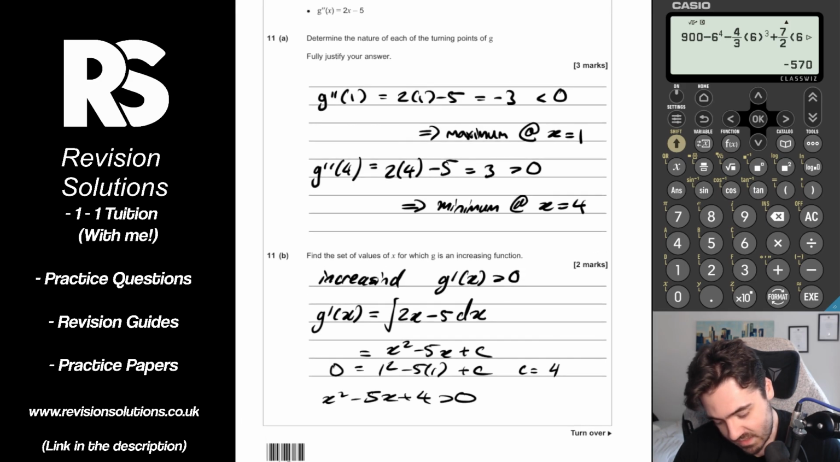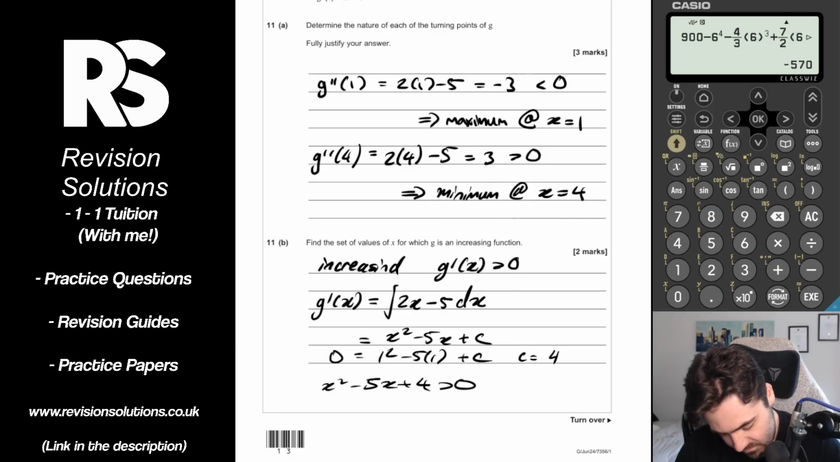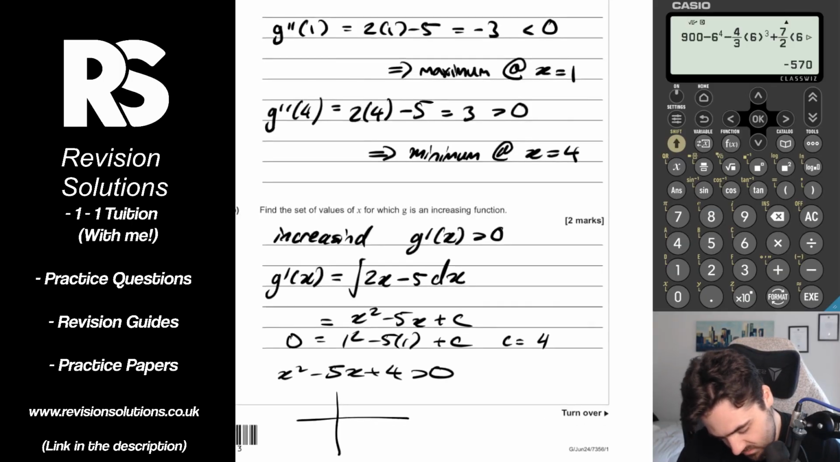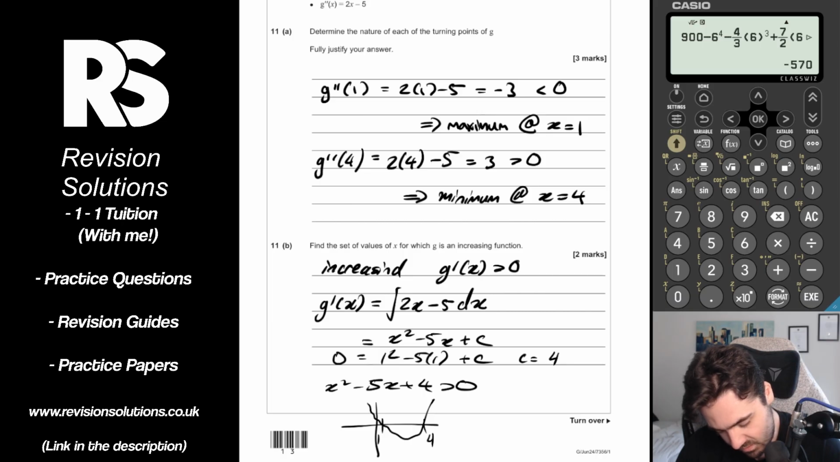So that's a quadratic, and we actually know the roots already. We know the roots are at 1 and 4. So if I draw a very small sketch here, it's going to look like this, where that's 1 and 4. I'm interested in where the graph is greater than 0, so that's where x is less than 1 and where x is greater than 4.